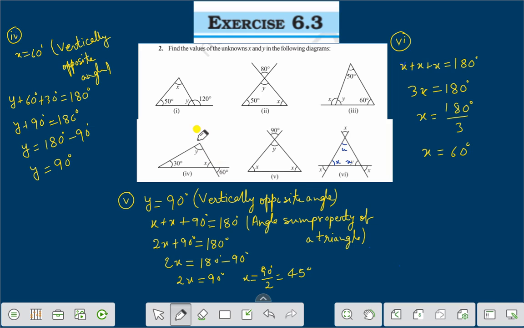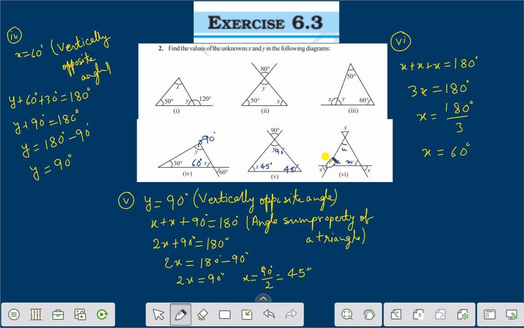Now here you can write the various values. For the first one, that is question 4, the value of y is 90 degrees, and the value of x we found here as 60 degrees. In question number 5, we see that the value of x is 45 degrees. That means this angle is also 45 degrees, and this y is 90 degrees. The value of y is 90 degrees because this is a vertically opposite angle.